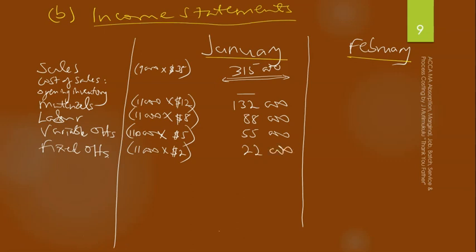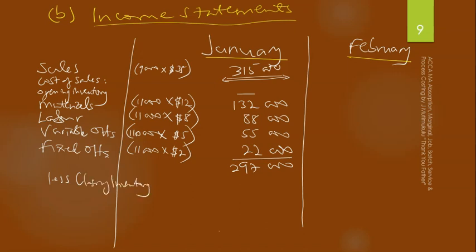So we have to add up this cost. Let us try to be quick in adding up. We are having 132,000 plus 88,000 plus 55,000 plus 22,000. That's 297,000. We then have to deduct less closing inventory.